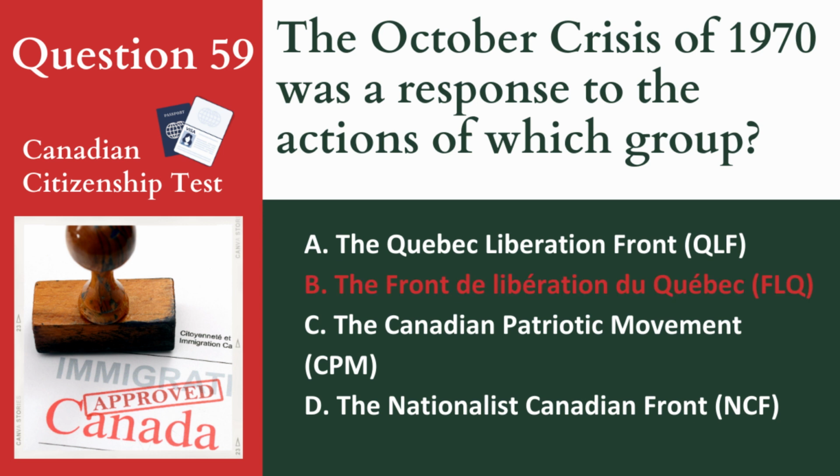Answer: B. The Front de Libération du Québec, FLQ. The October Crisis occurred after the FLQ kidnapped British diplomat James Cross and Quebec Minister Pierre Laporte, leading to the only peacetime use of the War Measures Act in Canadian history.